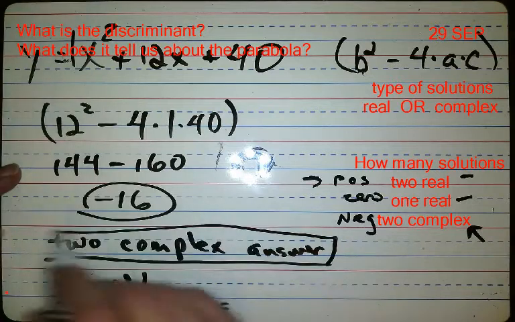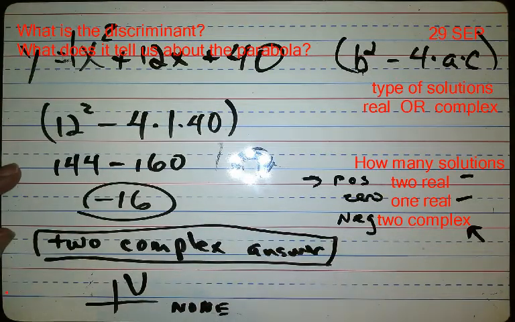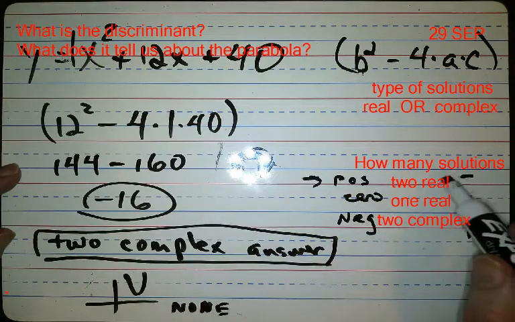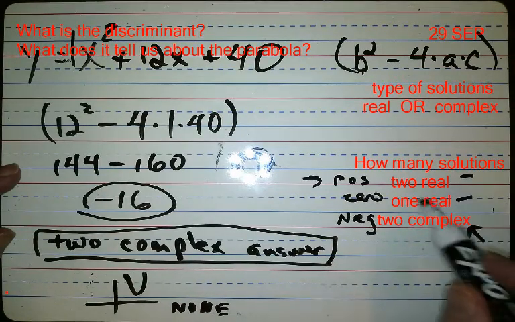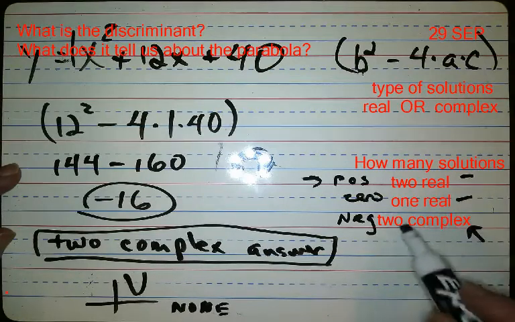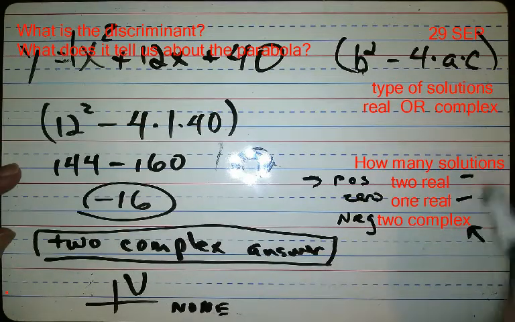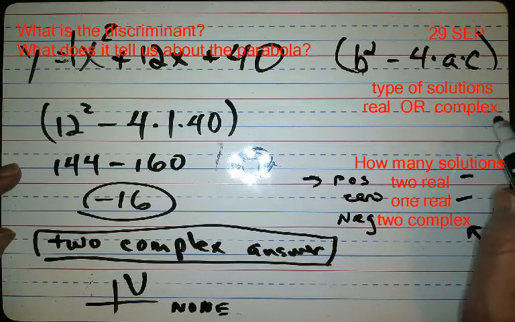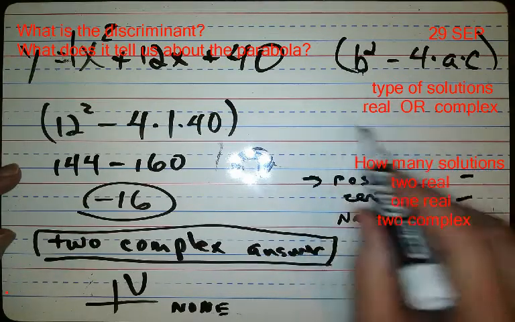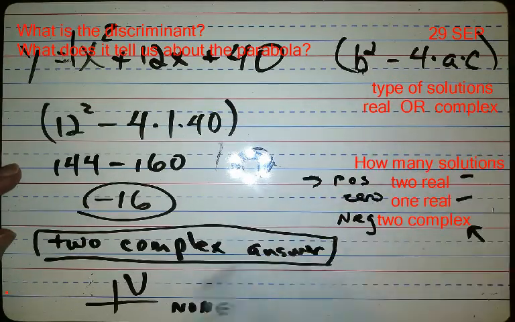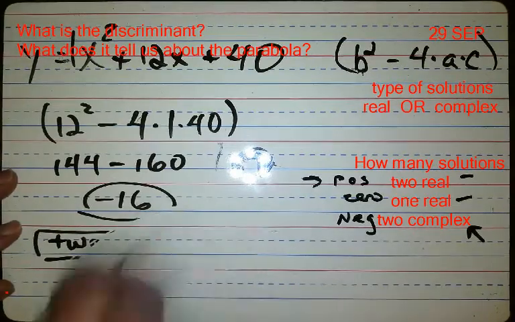We'll find these this week, but not today. We're just finding how many answers there are and what kind of answers there are. So it's either going to be 2 real answers, or 1 real answer, or 2 complex answers. So we can discover whether they're real or complex. If it's positive or 0, it's going to be real. If it's a negative number, it's complex. See? Easy smeezy. Let's do one more. This one had 2 complex. Let me show you the one that has 1.